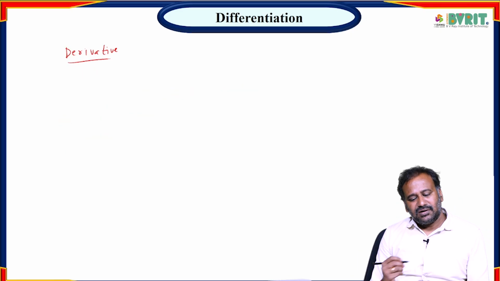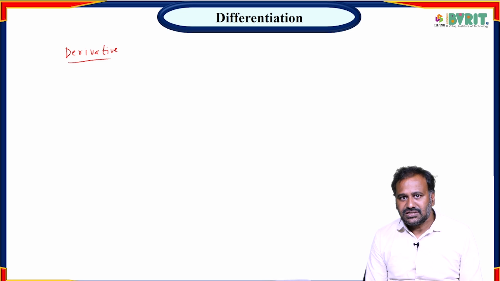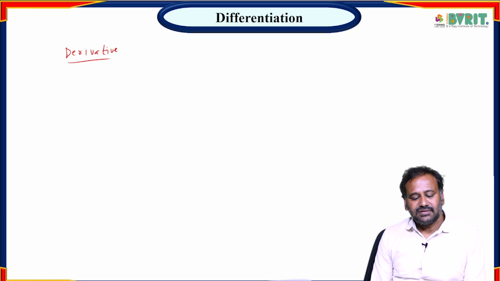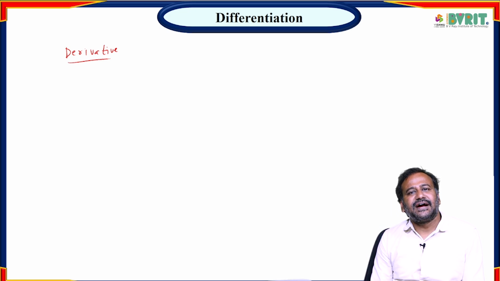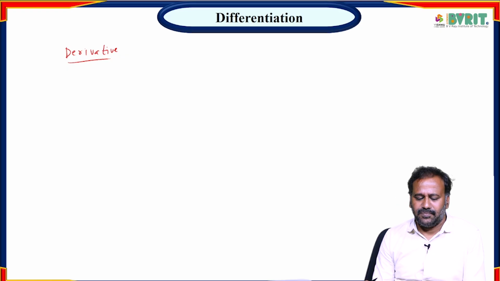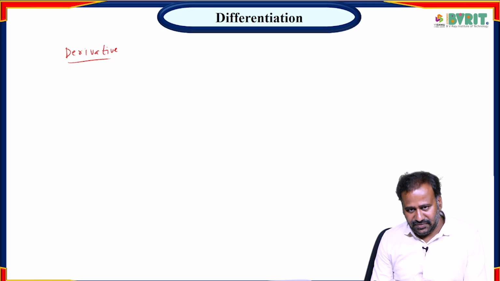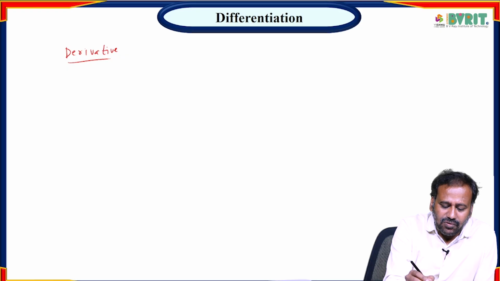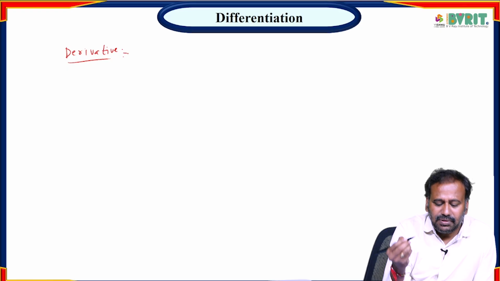So, our topic name is differentiation. Differentiation means the process of finding the derivatives. Either it may be first order derivative or second order derivative, or it may be nth order derivative. Let me repeat once again: differentiation is nothing but the process of finding the derivatives. Now, I want to know what you mean by derivative.